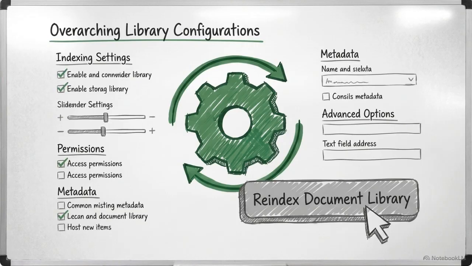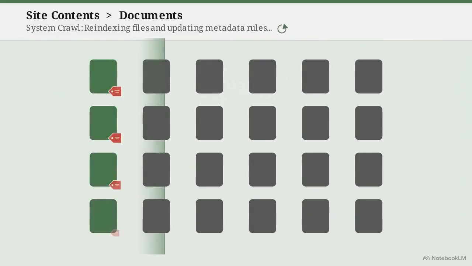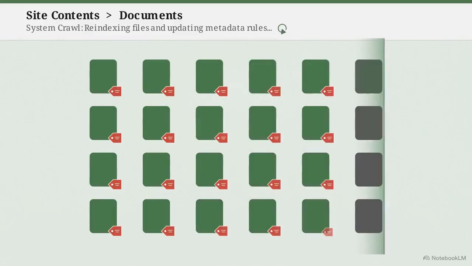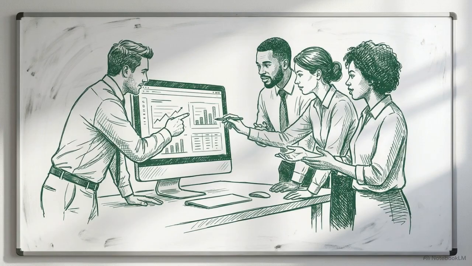Go into Advanced Settings and run the Reindex Document Library command. This command forces the overarching search infrastructure to recrawl the library, ensuring it recognizes the newly relaxed metadata rules. Stripping away rigid metadata blocks ensures the system infrastructure bends to support your user's workflow, rather than halting it.